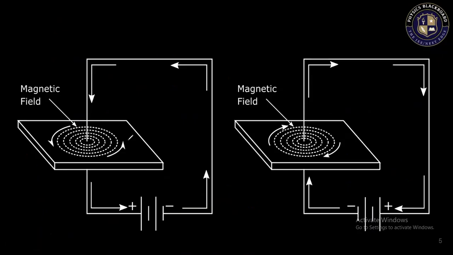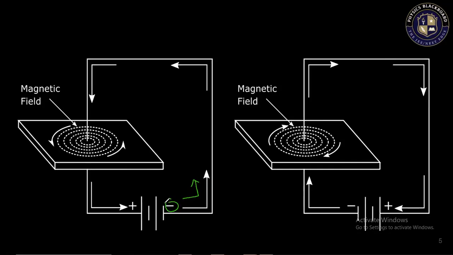Okay. So here you can see the electrons' direction given. The electrons are moving from negative terminal to positive terminal. So what is the conventional direction of electric current? The conventional direction of electric current is from positive to negative. So you can say that the current direction is upward here.